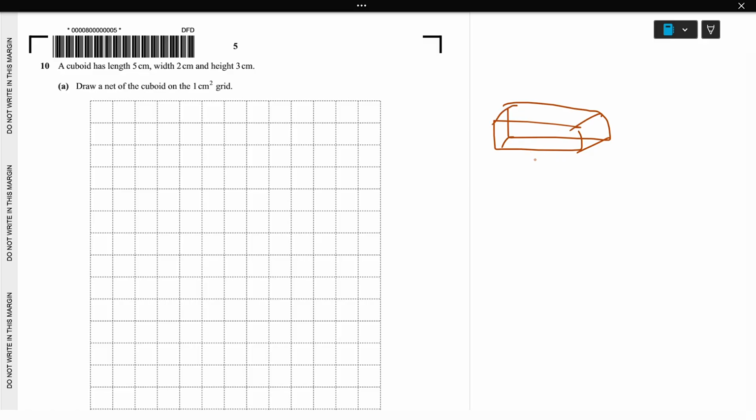Okay, this is not clear, but the length is 5, the width is 2, and the height is 3. So for the cuboid, first I'll take the back side. This is 5 and the height is going to be 3. So 5, 1 2 3 4 5. Just draw 5, 1 2 3 4 5. The height is going to be 3 here. This is the back side.